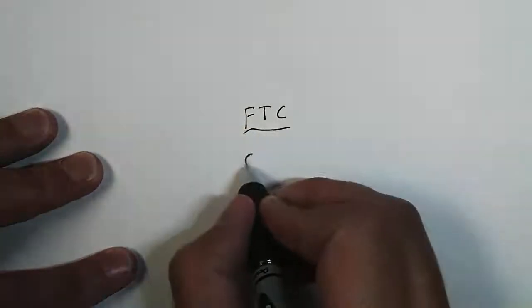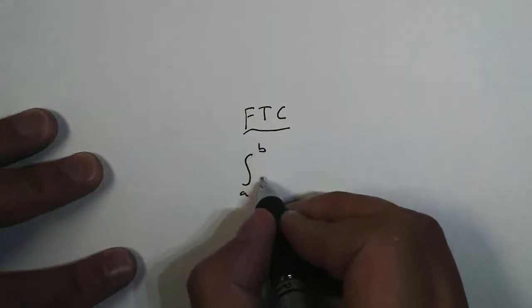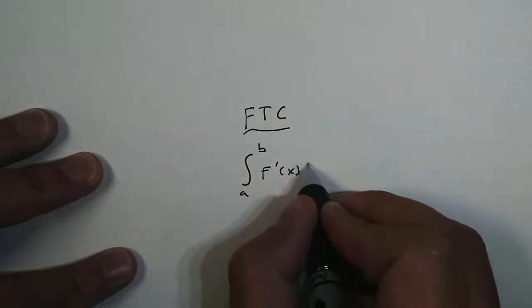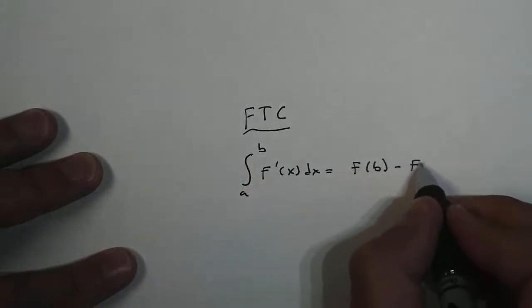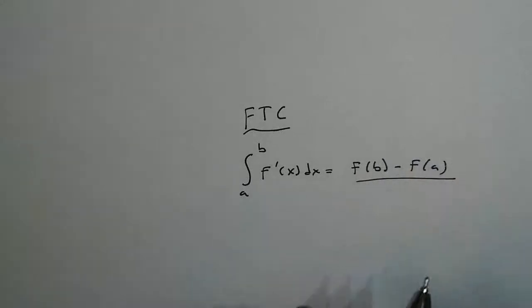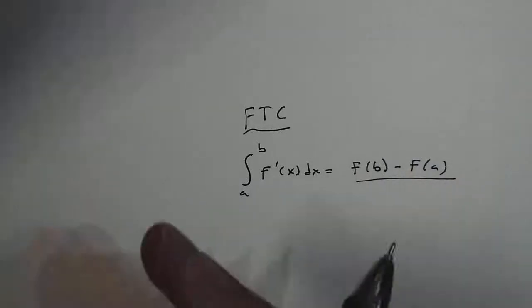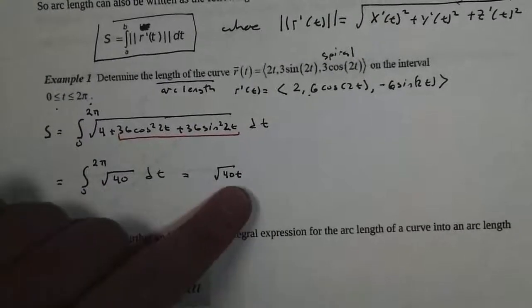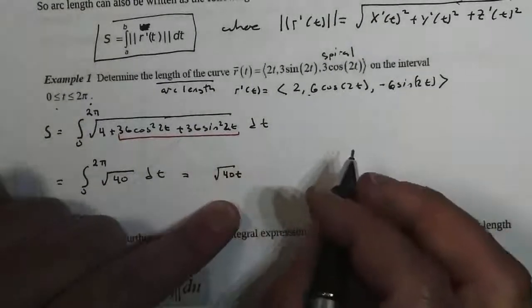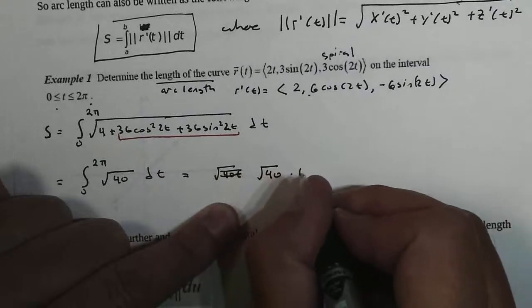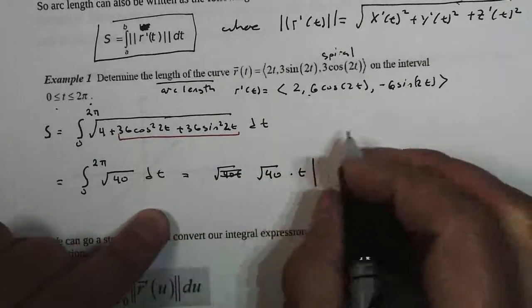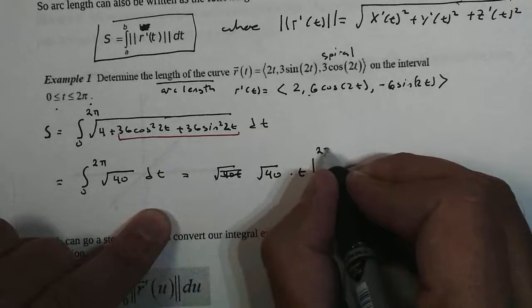The FTC says if we're taking an integral from a to b of f prime of x dx, that becomes f of b minus the value f of a. So that's what we're doing here. We took the antiderivative. We get the square root of 40 times t, and we're going to evaluate that from 0 to 2 pi.